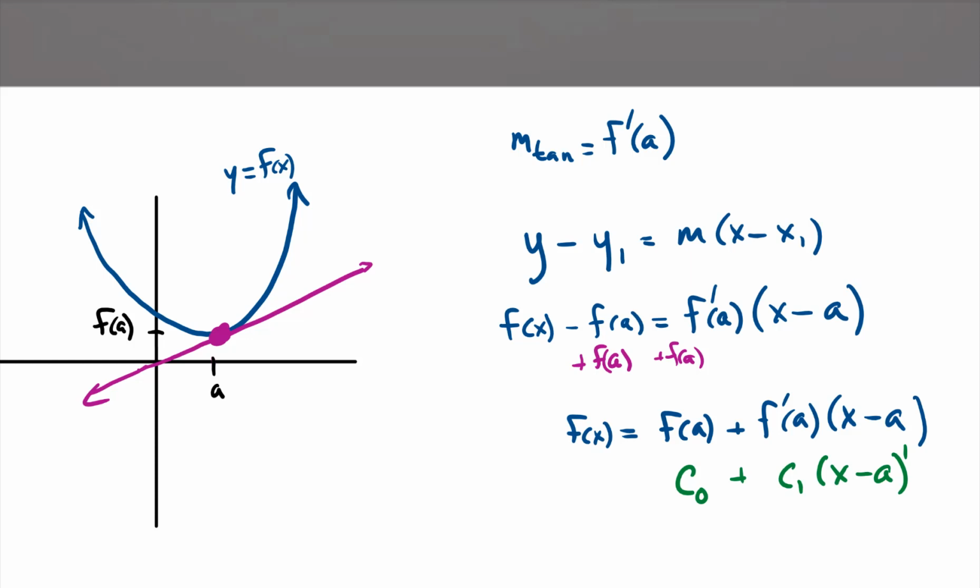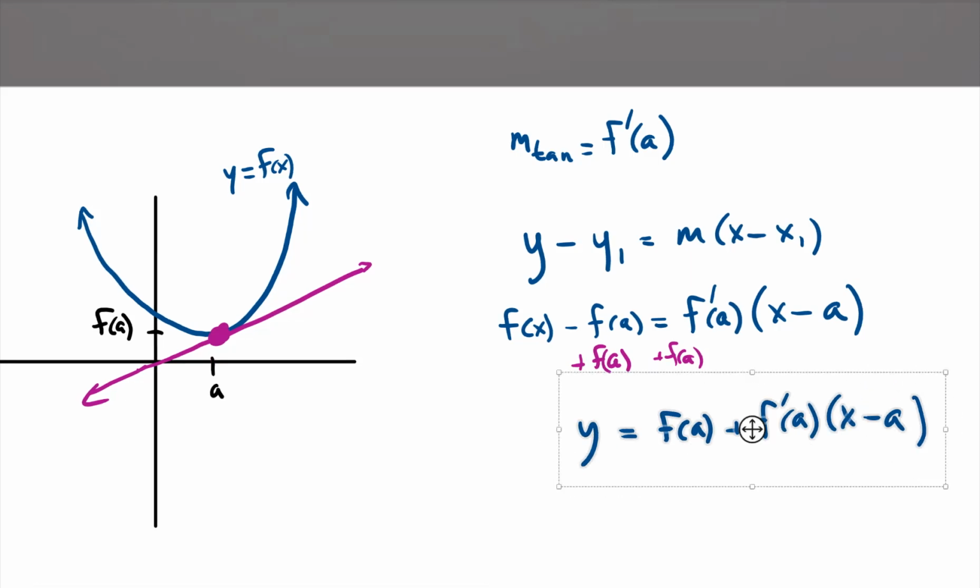Oh my goodness, that looks like a power series. That looks like a gosh darn power series. It is. And then we change this f of x and we're like, nah, let's just call that thing y. Here's your line: y equals f of a plus f prime of a times x minus a.